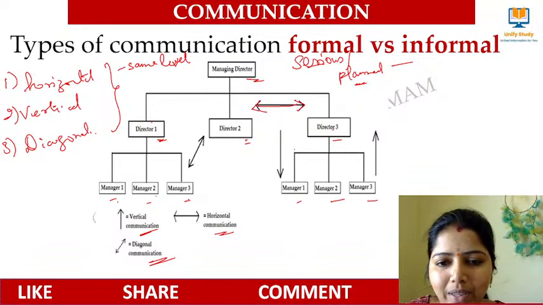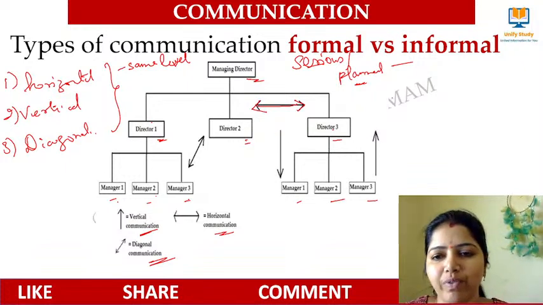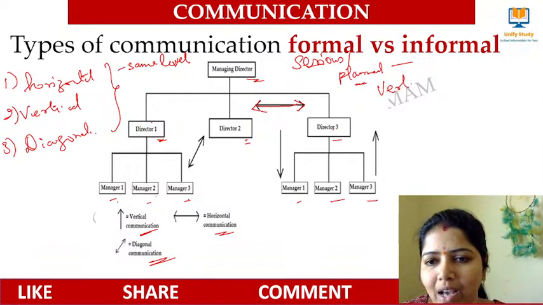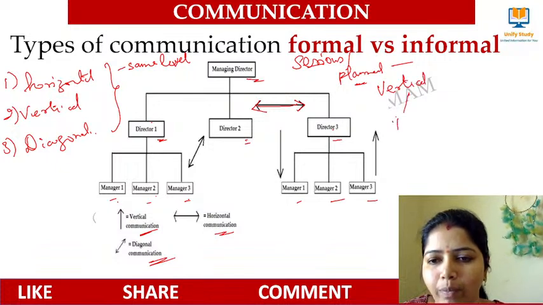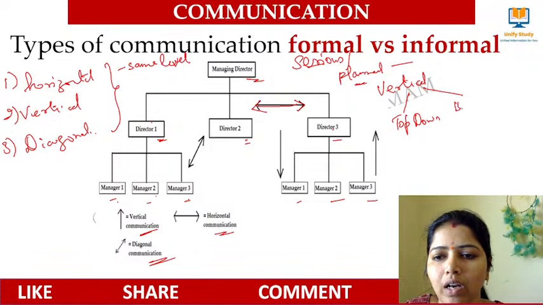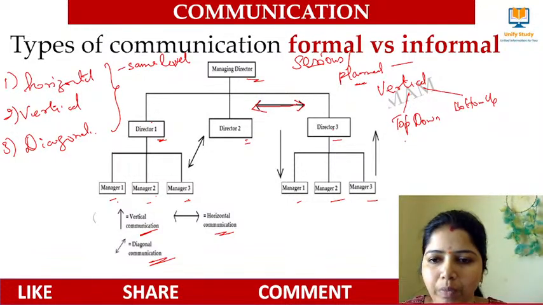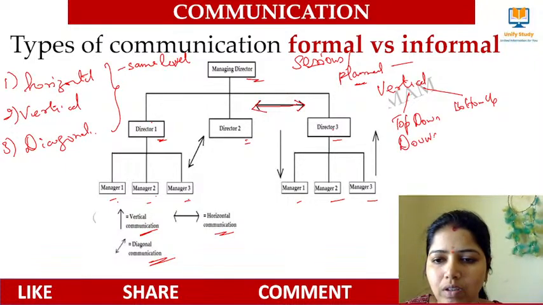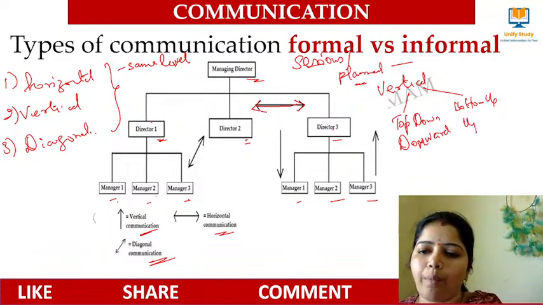Vertical communication means what? In vertical communication, we have two types. One is top down, another is bottom up. Top down means downward communication, and this is upward communication.